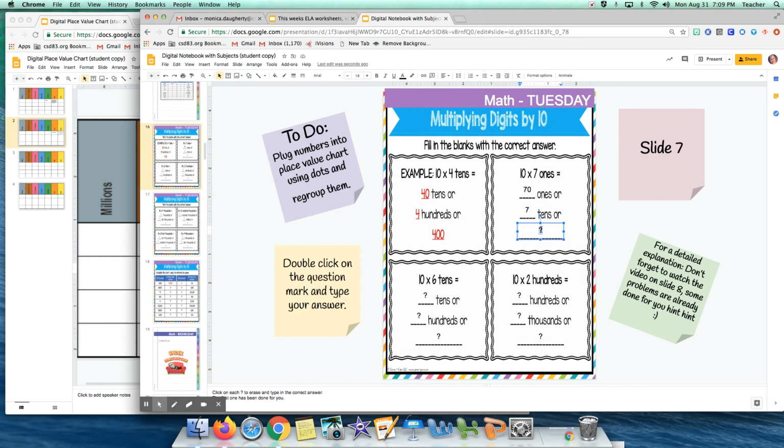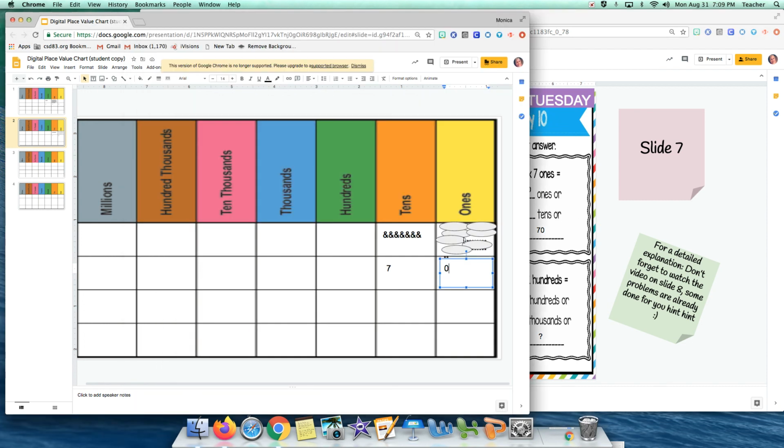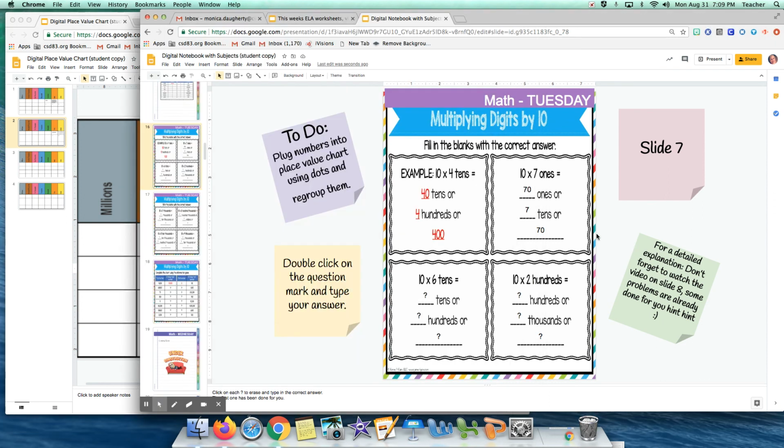I know that's really confusing because it's easier to do this on paper and move my dots over, but I just wanted you to be able to see. So down here, you're going to have 10 groups of 6 tens and 10 groups of 2 hundreds, and then you're going to shift whatever you need to shift over to the neighbors and write your answers just like we did up here.